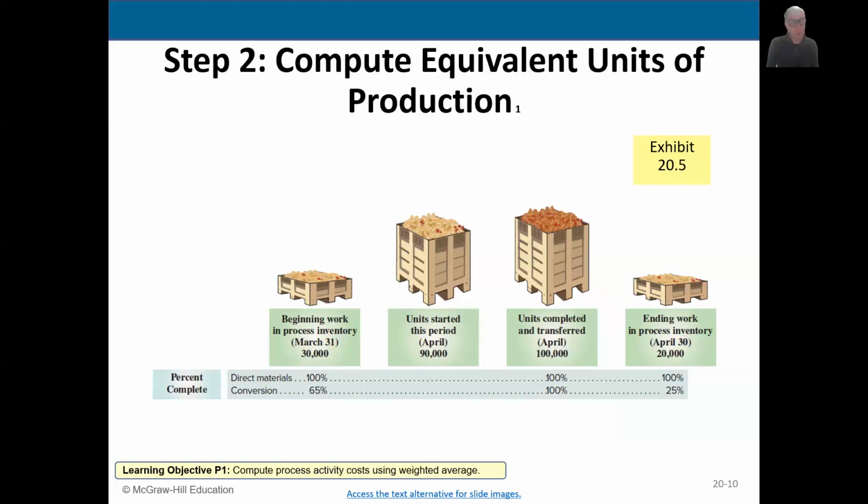We separately compute equivalent units of production for direct materials and conversion costs. You see direct materials at the top, conversion costs at the bottom. We do that separately because conversion costs typically enter the process at different rates. Okay. So let me break it down even further by helping you to understand the computation.